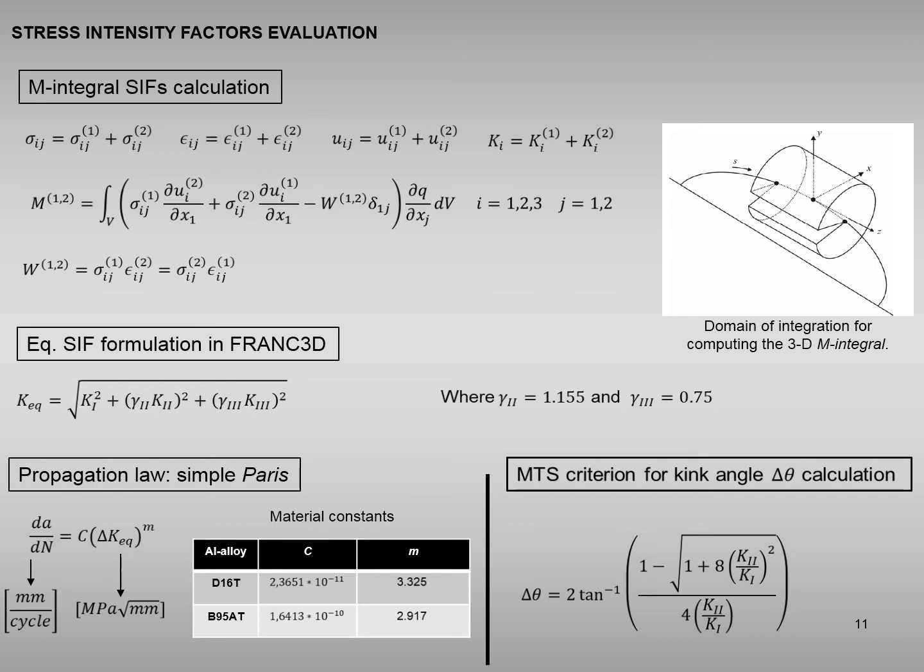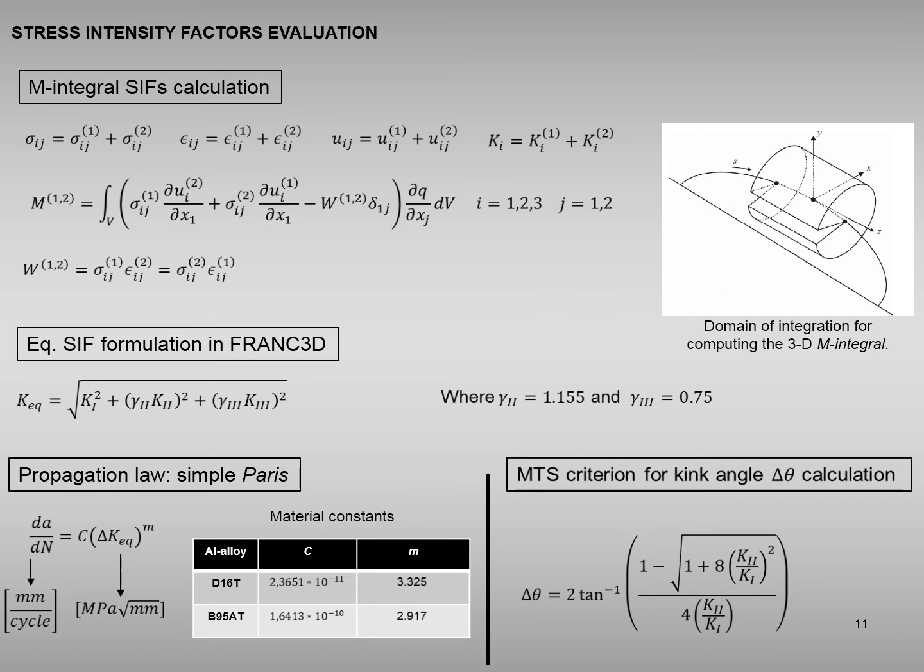The domain of integration is a cylinder that encloses a portion of the crack front, as illustrated in the figure. The equivalent stress intensity factor formulation implemented in Franc3D is the one shown here, and it gives the user the possibility to calibrate the formula for his own requirements by inserting proper values for gamma 2 and gamma 3.